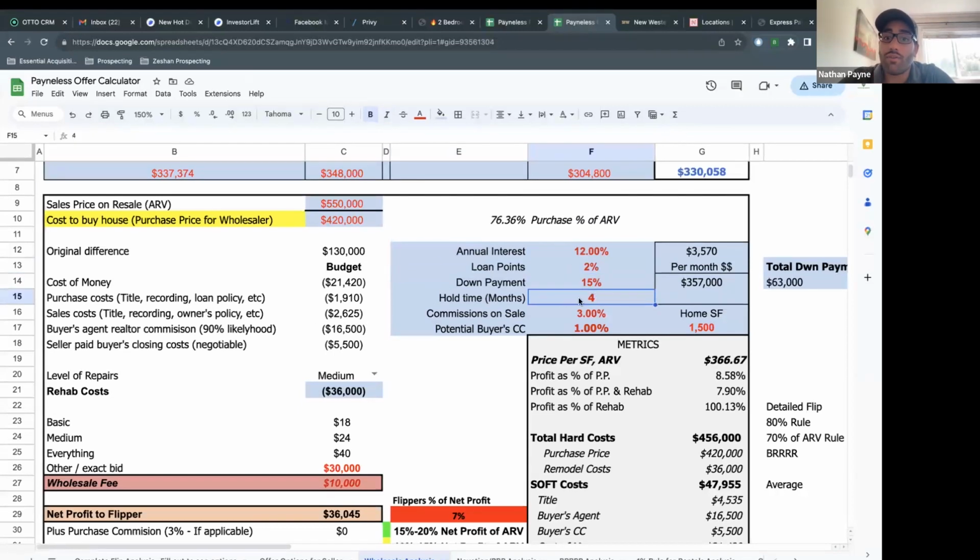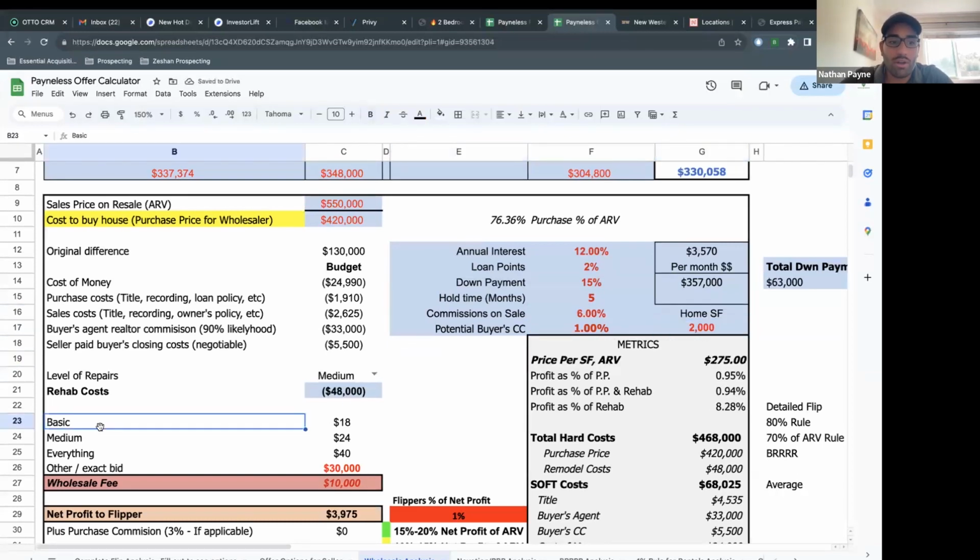Okay, let's say on this house, it's a medium rehab. So let's say it's 5 months from acquiring it to flipping it to listing it and having it sold, 5 months. Commissions, 6%, 3% to list it, 3% for the buyer's agent, so 6%, and 1% for the closing costs. The house is 2,000 square feet and it needs a medium rehab.